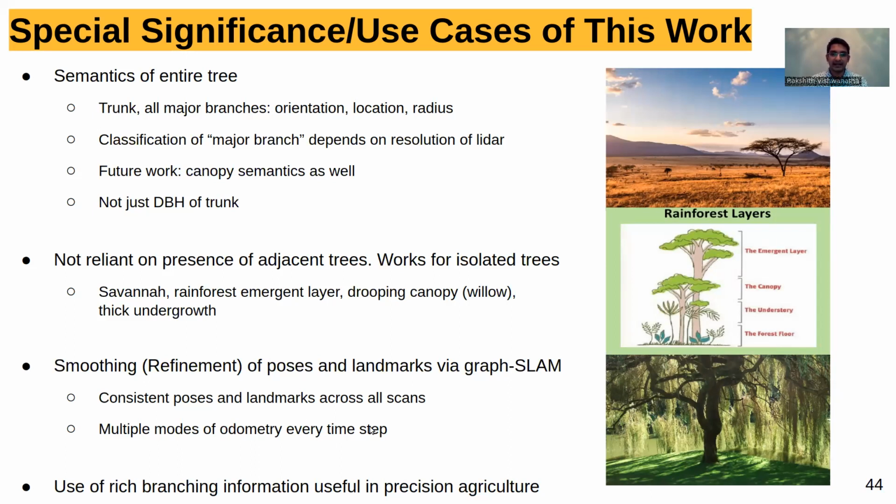Along with that added advantage of being able to map individual trees, the feature of GraphSLAM, which is to be able to consistently refine landmarks and pose values, is of course always available.